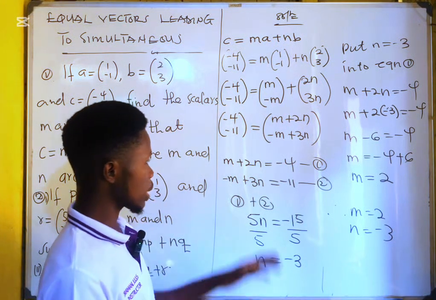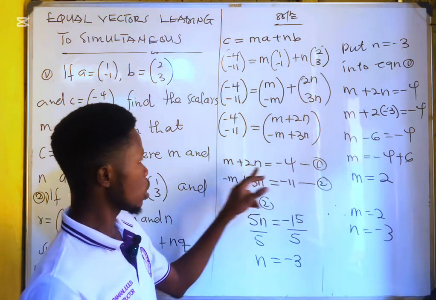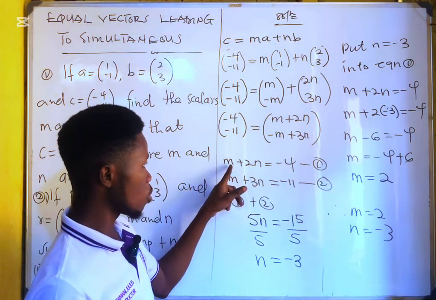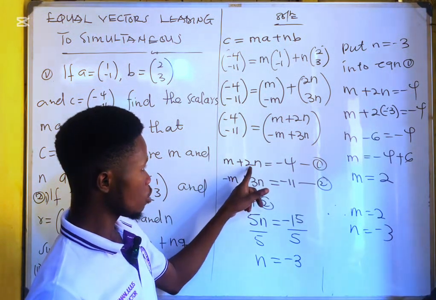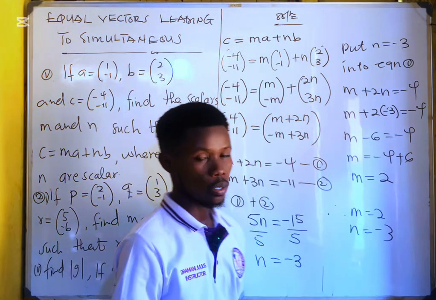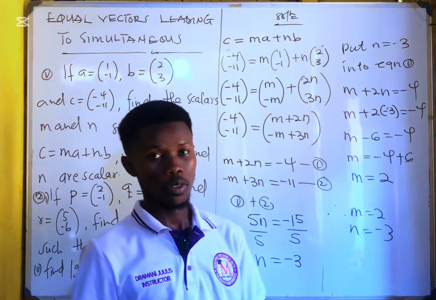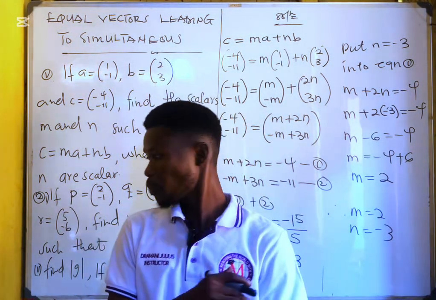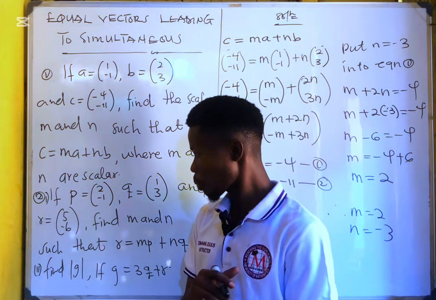You can test to see whether it is true. So let's put m here. If m is 2, here will be 2, then here will be 2 times -3. That will be -6. 2 plus -6 is -4. You can also test here, you get the same thing. Now, let's look at the second example.